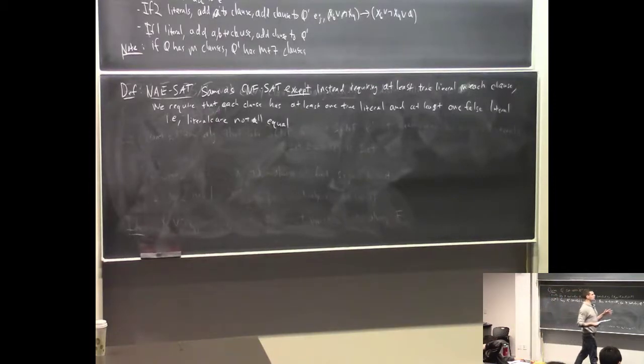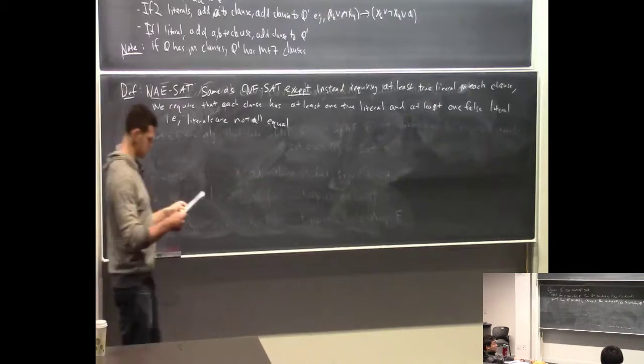But sure, you may start with an instance of this form, but somehow we're going to give a way of transforming it into another instance that will be okay. Does that make sense? Cool. All right, good questions. Thanks.